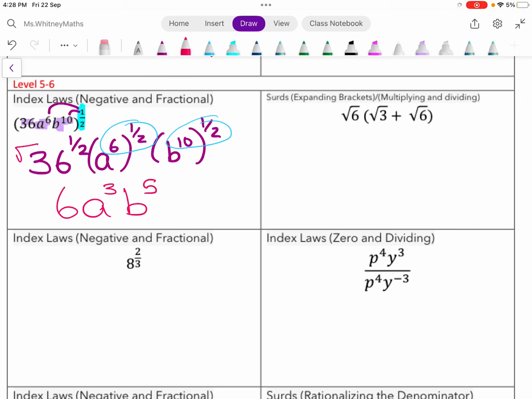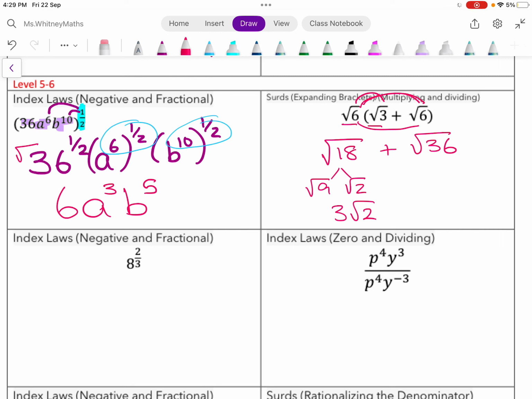Next one here, we're going to expand the bracket. So I have root 6 times root 3, which is root 18. And then I have root 6 times root 6, which is root 36. I know root 18 is going to simplify to be root 9 root 2, which is 3 root 2. And I know root 36 is actually just 6. So my answer is 3 root 2 plus 6.